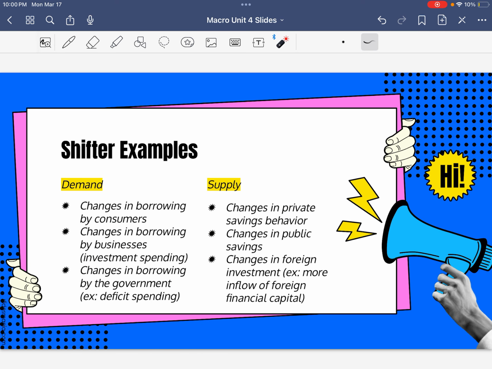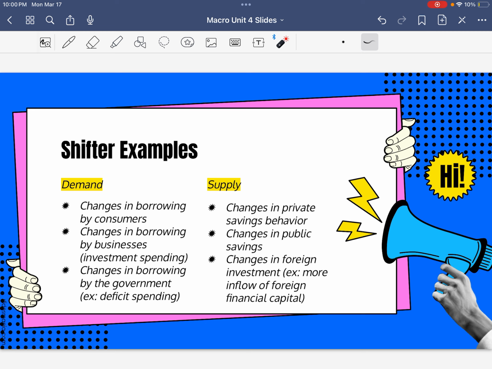So here are some shifter examples, things that you might see in multiple choice. If there are changes in borrowing by consumers, for example, if it says American consumers stop taking out loans, that's going to decrease the demand for loanable funds. If there are changes in borrowing by businesses, if it says businesses get a tax cut and there's some incentive for them to borrow, then demand for loanable funds will go up due to businesses borrowing.